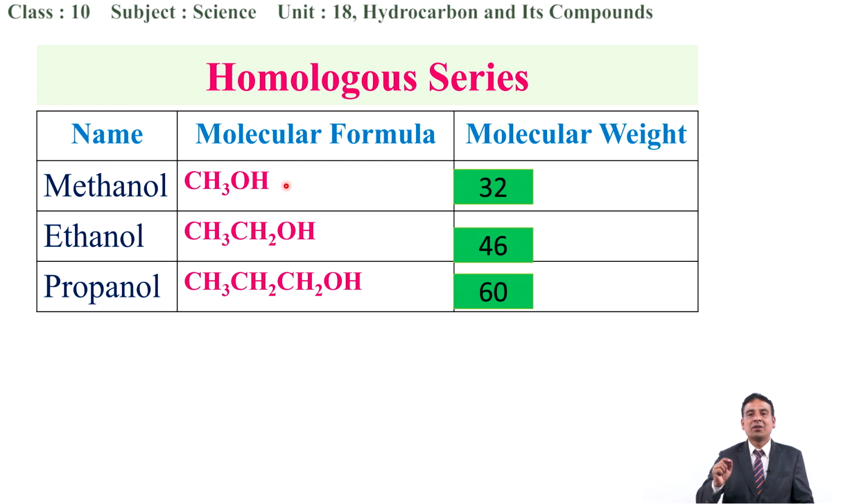So the homologous series are those things present in the hydrocarbons, in which one compound is differed from another by 14 AMU, and the relationship between one compound and another compound is CH2 by the molecular formula, and 14 AMU by their molecular mass. This is all about the homologous series.